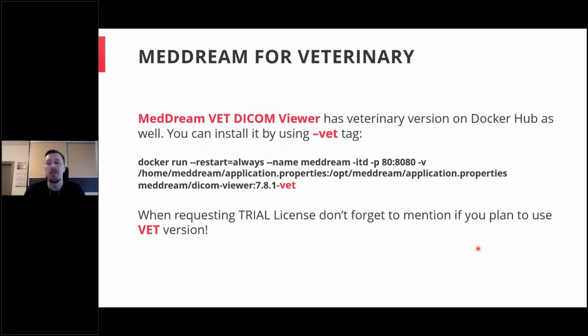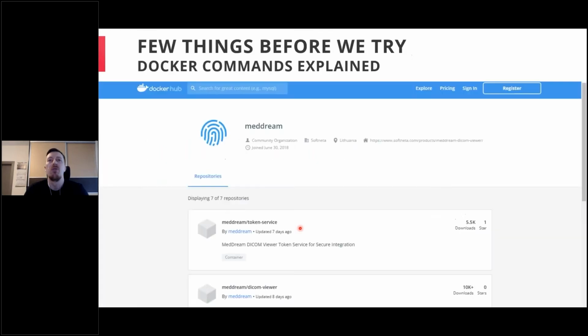Also, maybe not a lot of you know, but MedDream also has a veterinary version of the viewer. If you would like to test the veterinary version, basically you can use the same MedDream version. Just at the end, you need to put the -vet tag. So the veterinary version will be downloaded and installed. And when you request the trial license, please do not forget to tell us that you plan to test the veterinary version, because human and vet versions are different, so the license is different. Just let us know, and the sales team will send you the correct license.